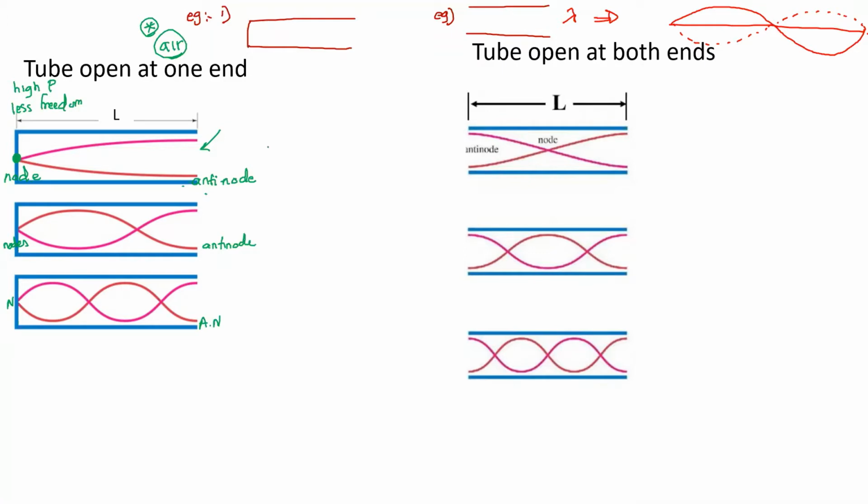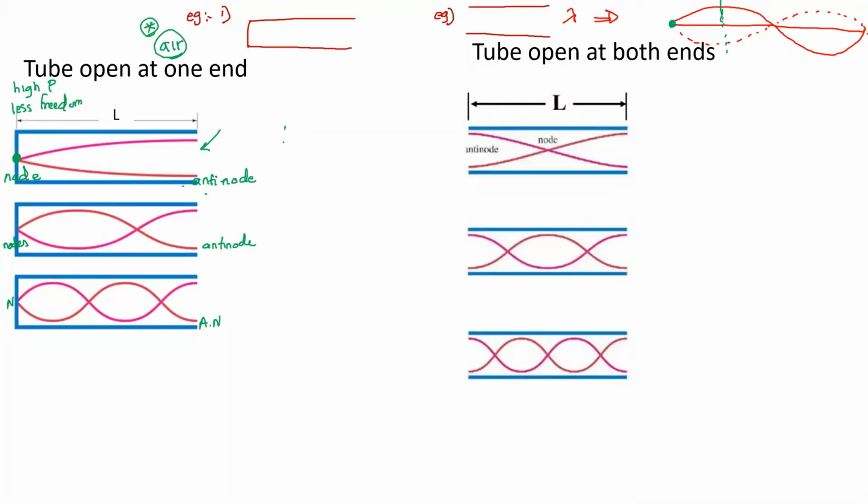So this is the simplest that you can draw, right? So this end should have the maximum freedom. That means the maximum amplitude. This end should be a node. That means you are having a quarter of a wavelength, right? Or half of a loop here.